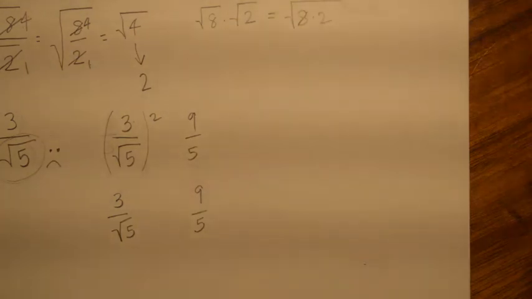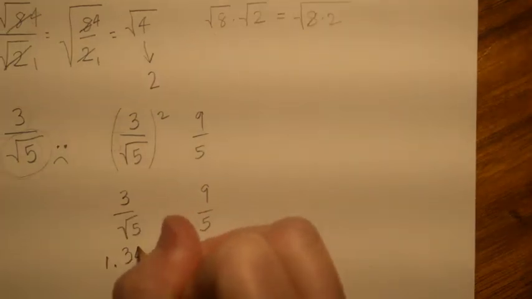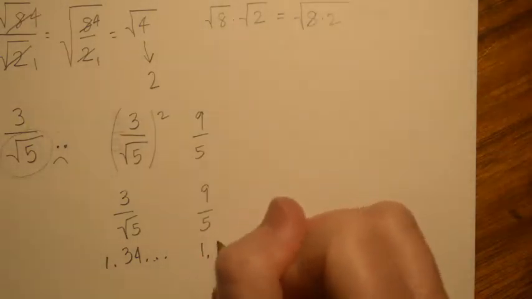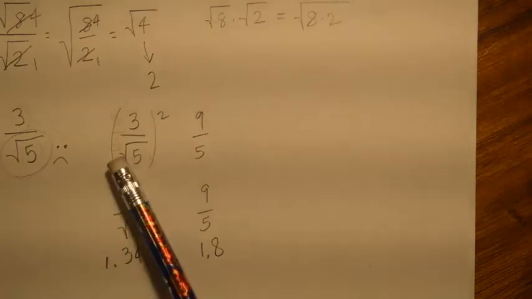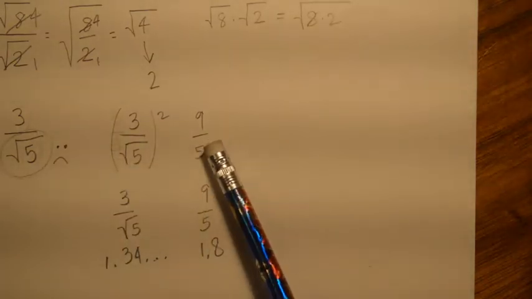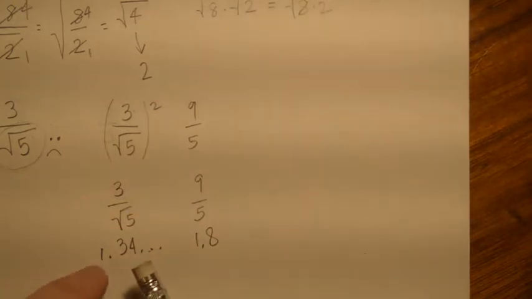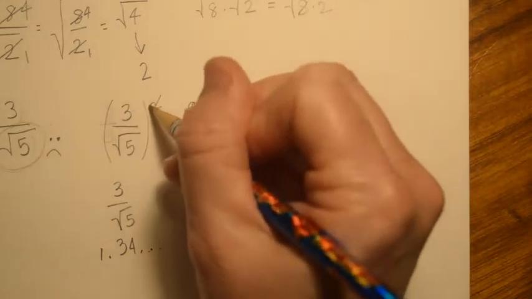Sorry, I should have had my better calculator ready. If I do 3 divided by the square root of 5, I end up with 1.34 and more. And then if I do 9 divided by 5, I end up with 1.8, right? So squaring this does succeed in getting rid of the radical, but it also changes the value. It's no longer the same value that we originally had. So that cannot possibly be what it is.